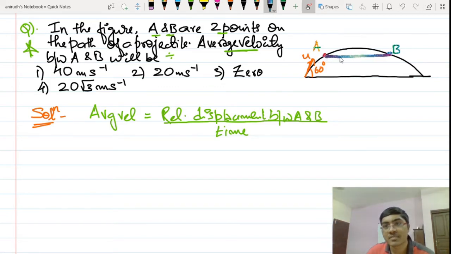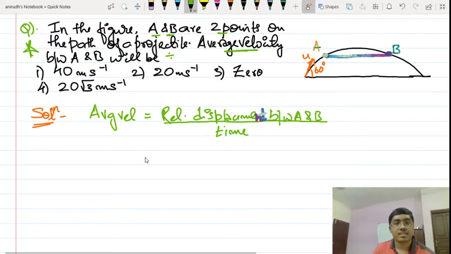It is always a straight line. The displacement between 2 points is always a straight line connecting them. The shortest distance between 2 points is the straight line connecting them. So that is equal to AB. This is the shortest distance possible. You will call this the relative displacement between A and B, and this is to be divided by the time. Fine. So how will you proceed with this?